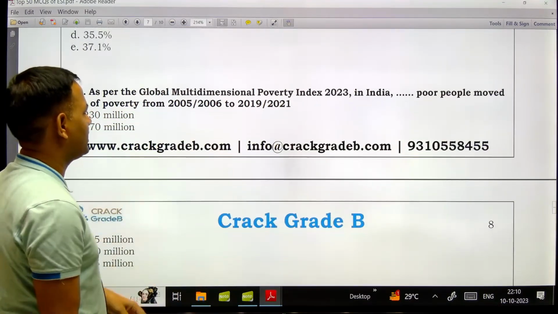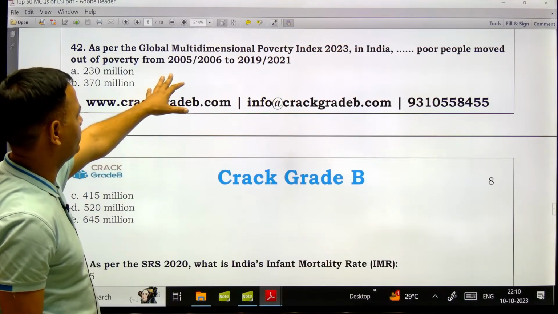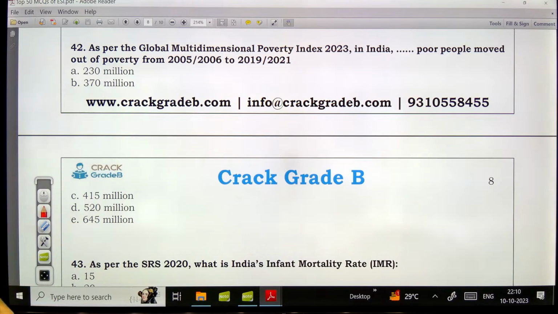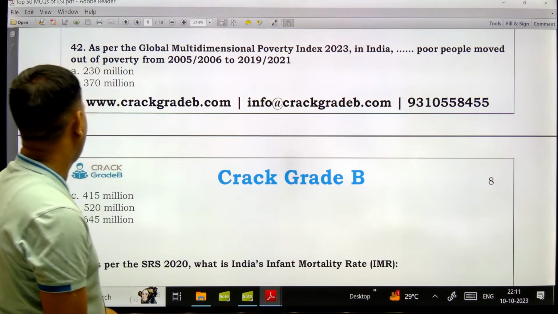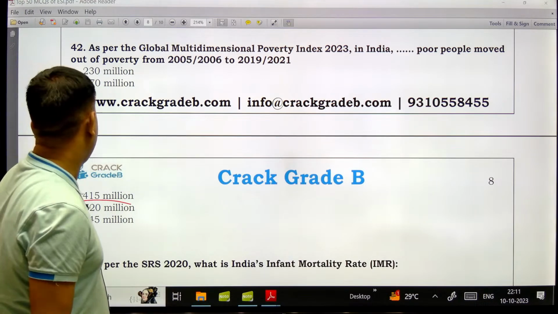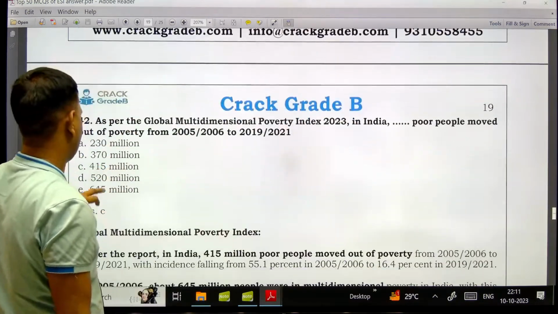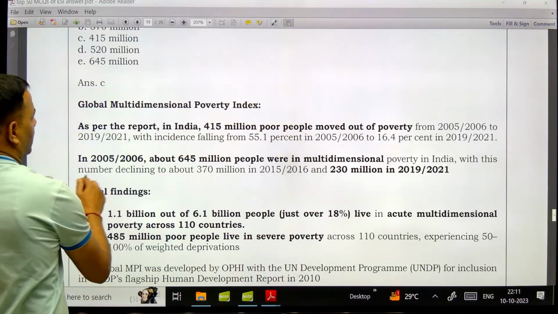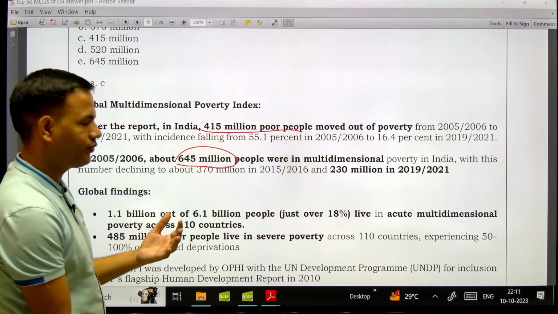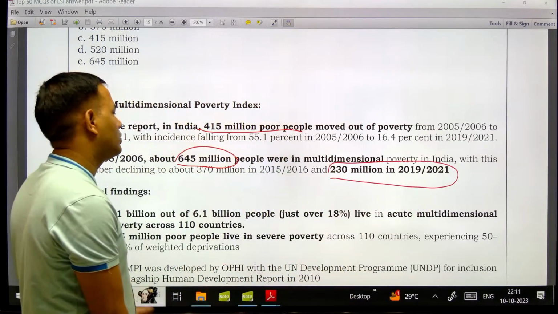As per the Global Multidimensional Poverty Index 23, in India how many poor people moved out of poverty from 2005-06 to 2019-21? 415 million. Yes, it is the right answer. In India, the total was 645 million, and 415 million moved out of poverty during this time period. Now it stands at 230 million.